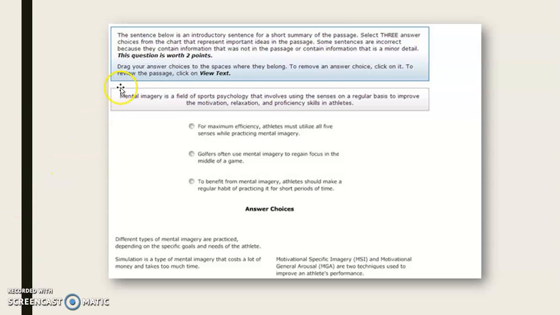As you can see here, we get: mental imagery is a field of sports psychology that involves using the senses of something else. So, we get the summary chart here. This is an introductory sentence for a brief summary of a passage that is provided here below. We got the answer choosing here.